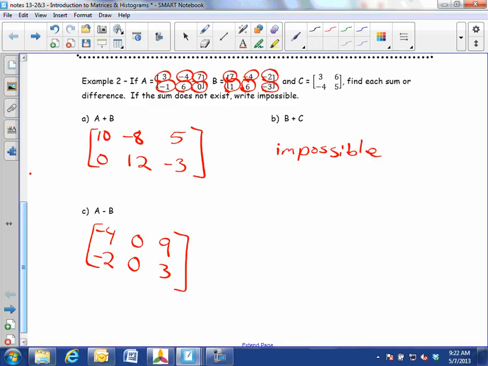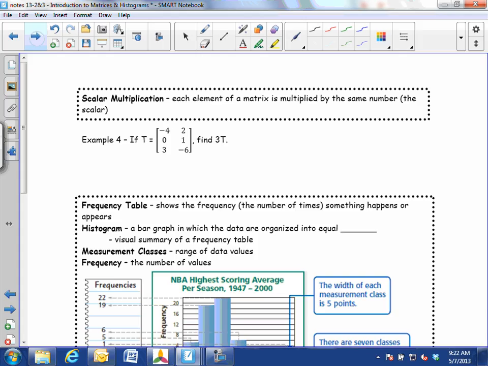And notice when we're subtracting, we still end up with the same dimensions. We started with 2 by 3, and we end up with our answer of 2 by 3. Thoughts? Really easy. Told you. You guys never believe me when I say that.